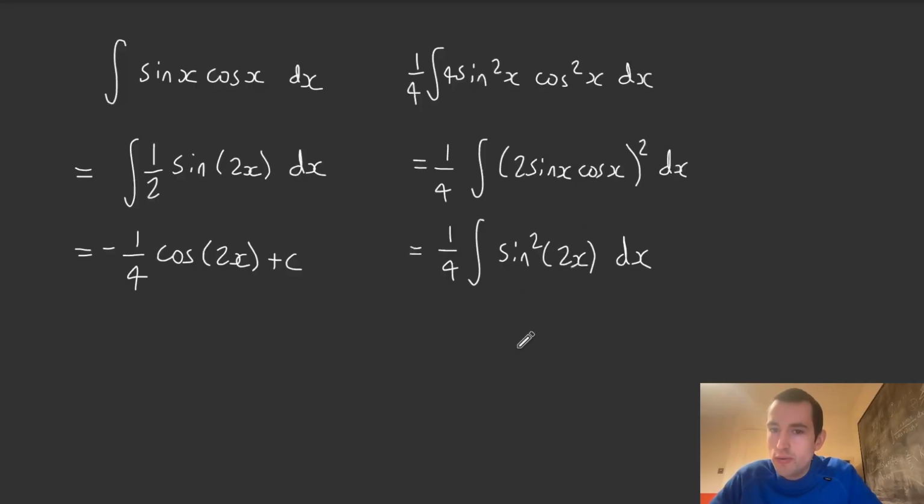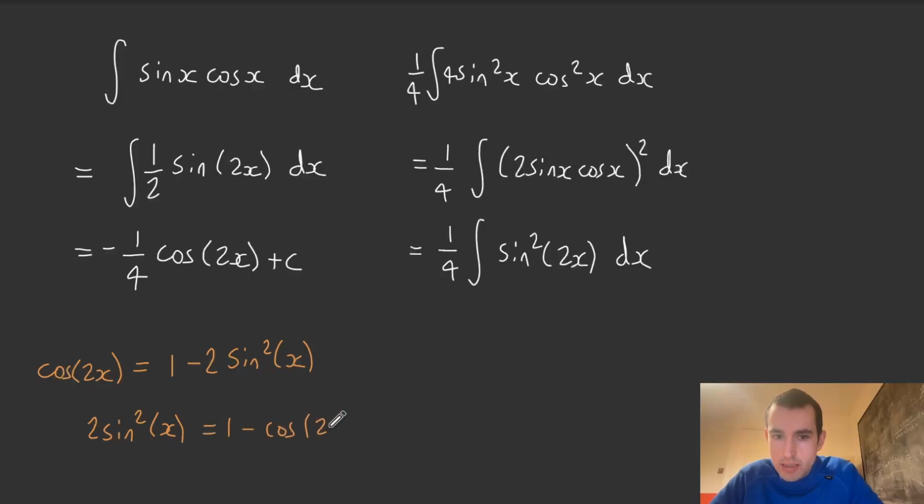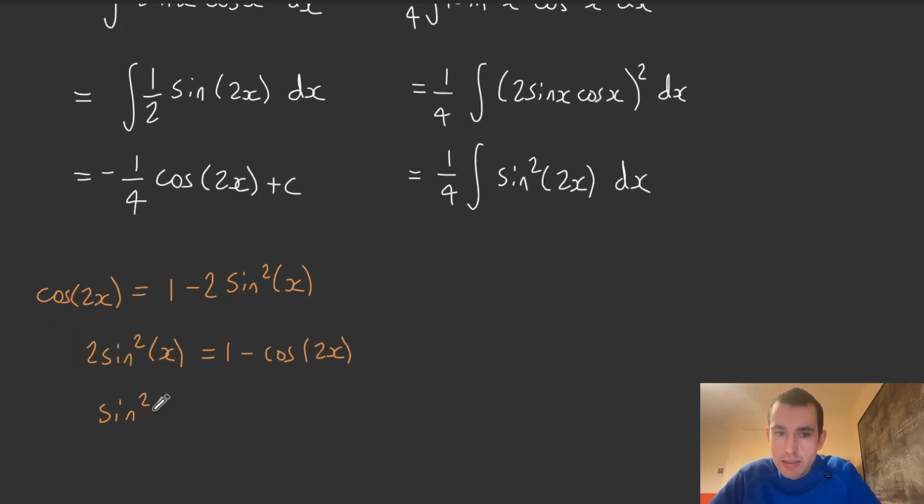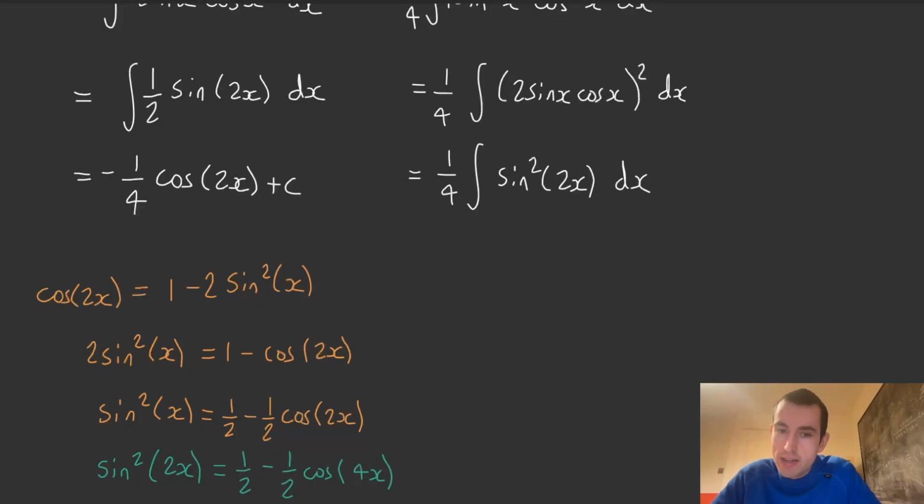We have to use the double angle formula. So to spell it out, this is the formula that we need to know for the double angles. And if we rearrange this, we get, which means that, but what's in our integral? It says 2x. So what we need to do is times what's in the brackets by 2. So we will get sine squared 2x is a half minus a half cos 4x. And then we can go ahead and integrate these.